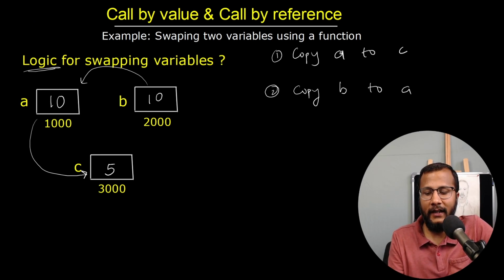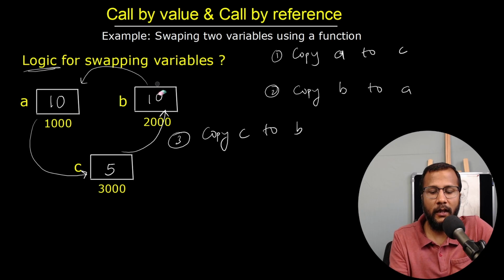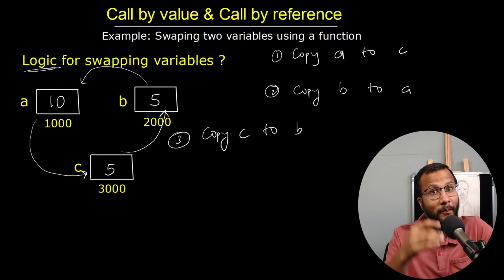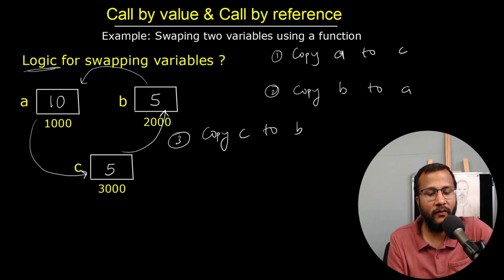And finally, the last step, step 3: I need to copy C to B. So 5 would be copied to B. There was 10 in B, so that will be replaced by 5. Now you see the values are swapped. Previously, before performing swapping, A was 5, B was 10. Now after performing this swap, A is 10 and B is 5. So these are the 3 steps that we do.